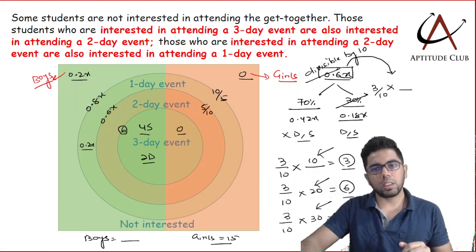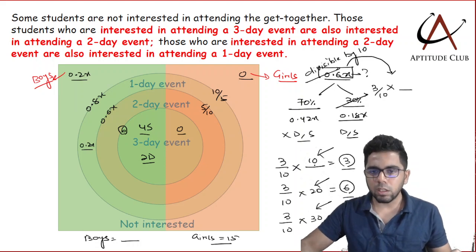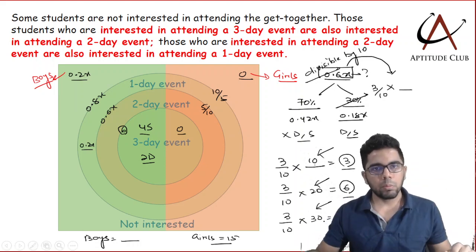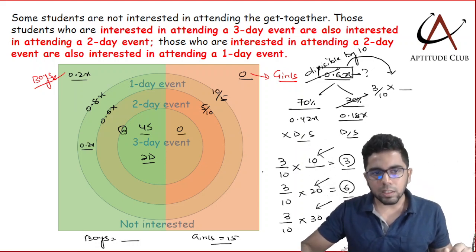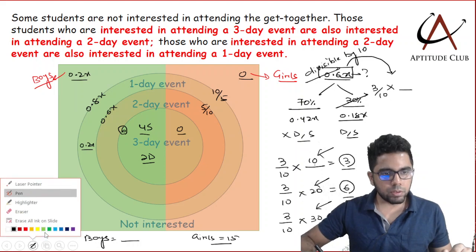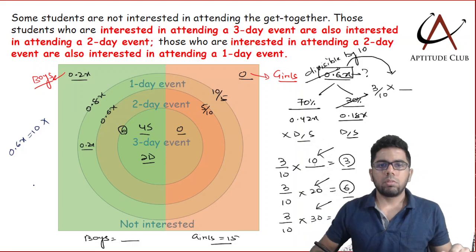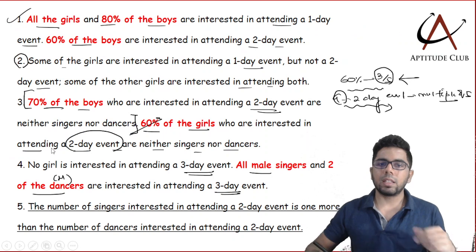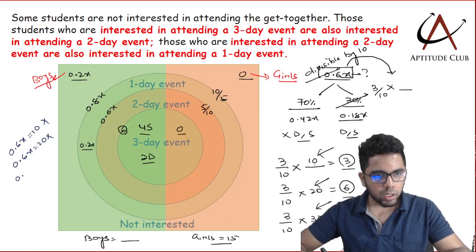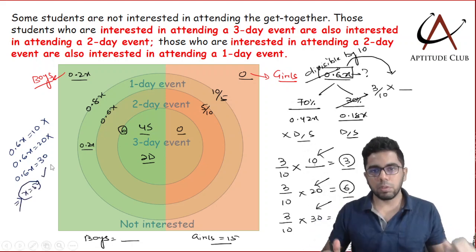This 0.6x, when I take its 30%, I am figuring out what 0.6x could be: is it 10, 20 or 30? Because it has to be divisible by 10 so that we can calculate its 30%. Now if 0.6x is equal to 10, x will come in decimal, not possible. Similarly, if 0.6x is equal to 20, again x will come in decimal, that is not possible. If I take 0.6x is equal to 30, so x I am getting as 50. Now this is possible and this is the only possibility.